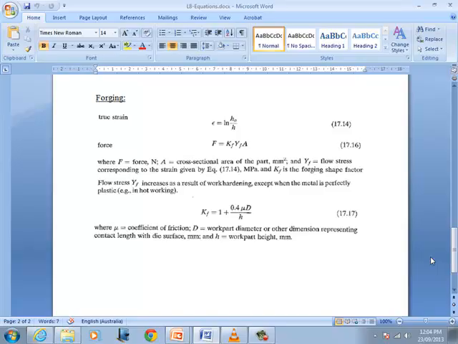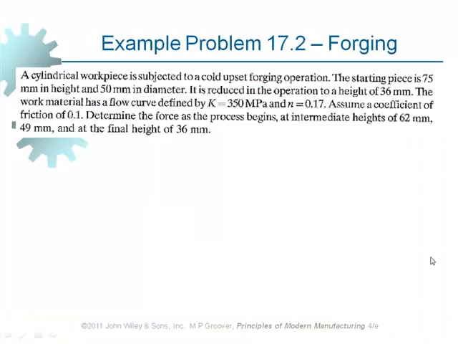Now, it's telling us the beginning of the process. Talking about the beginning of the process, in the very beginning, what is the height? 75 millimeters. It's given to us in the statement of the problem. Let's move back to the problem statement again. It's telling us the height in the beginning is that much, 75 millimeters. And diameter is also given, 50.